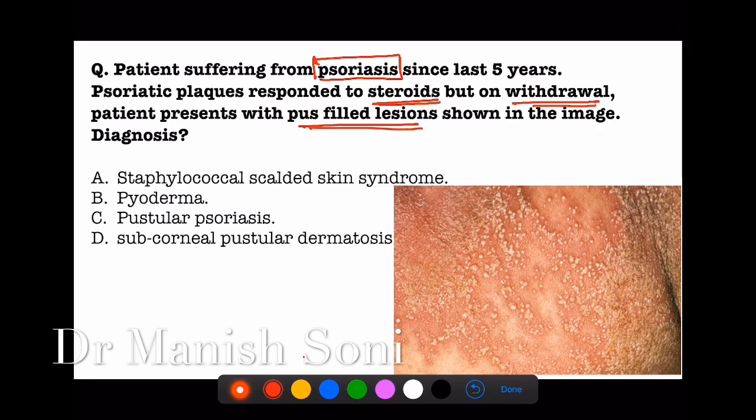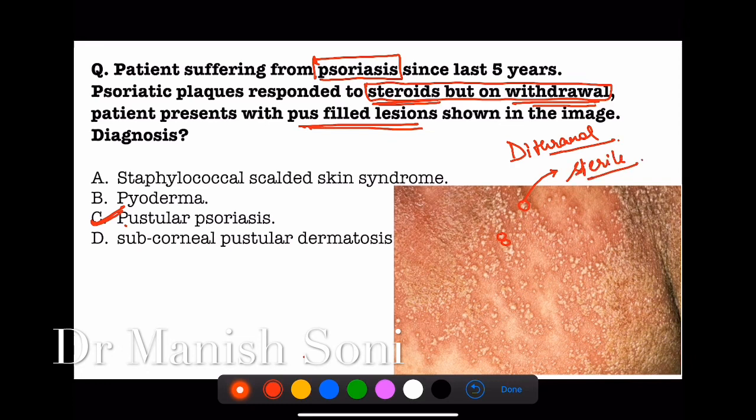So probably this is a case of pustular psoriasis, because the majority of cases of pustular psoriasis occur on withdrawal of steroids or after application of some contact irritants like dithranol. In the image you can see these pus-filled lesions, but remember that this pus is not infective pus. This is not an infective condition. These are pus-filled lesions formed in psoriasis, and the pus is sterile. So these are sterile pustules of pustular psoriasis.